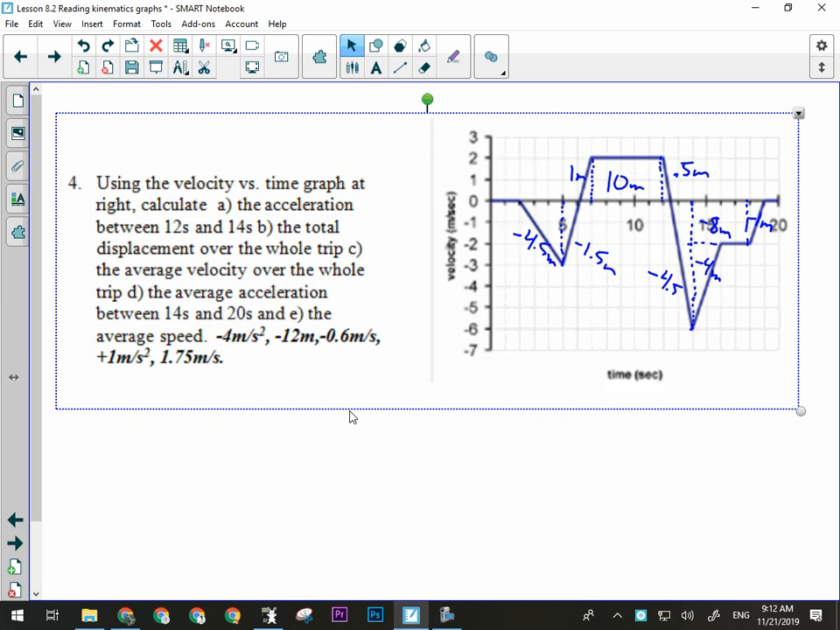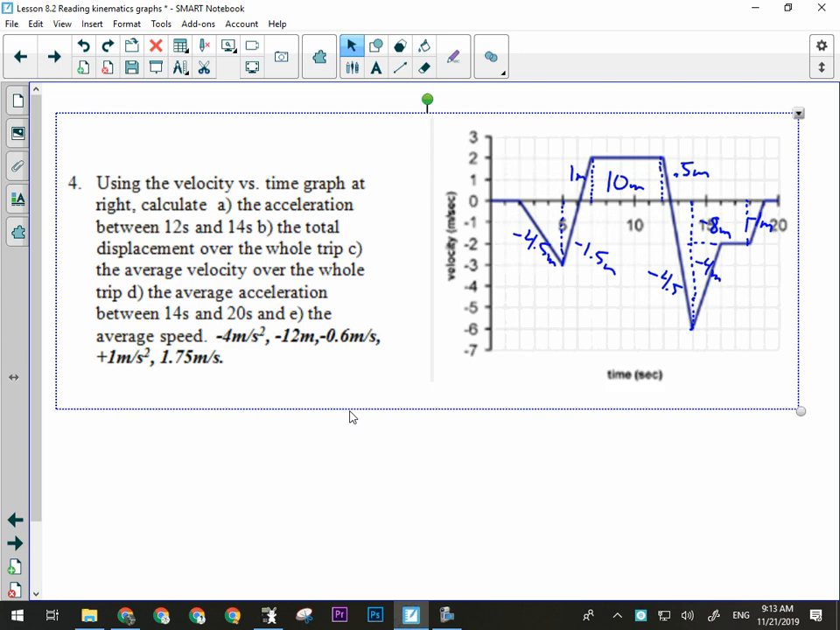Next thing asks, what's the average velocity over the whole trip? Have I done most of the work for that already? Yeah, I just calculated the displacement, which took forever, right? How long does this whole trip take? 20 seconds. All right, so -12 divided by 20 should give me -0.6 meters per second.